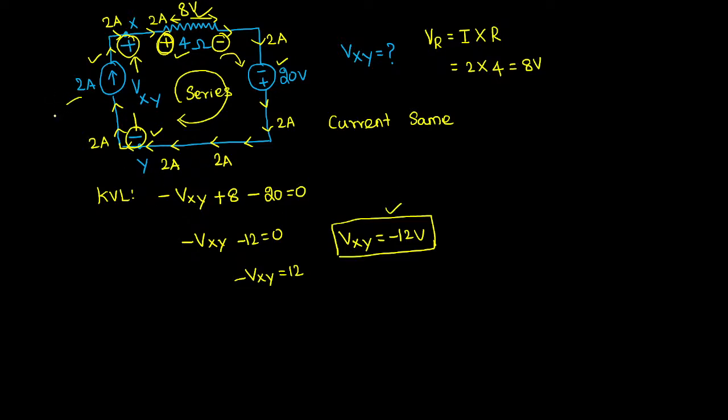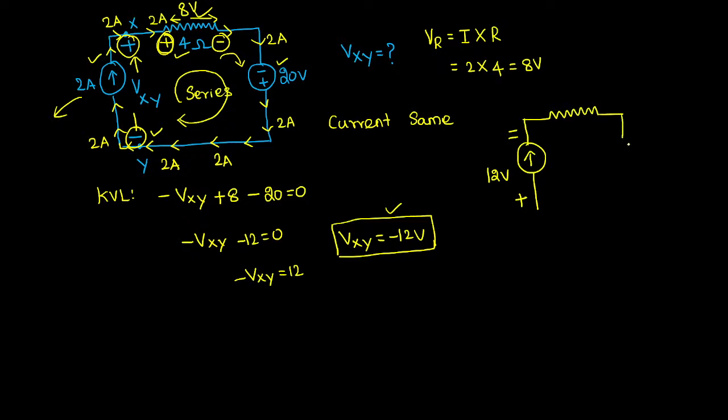Actually, for the given current source, what is the correct polarity? The correct polarity should be minus, it should be plus. If this one is plus, then you can keep plus 12 voltage here. But they have reversed the polarity. That's why we are getting a negative value.